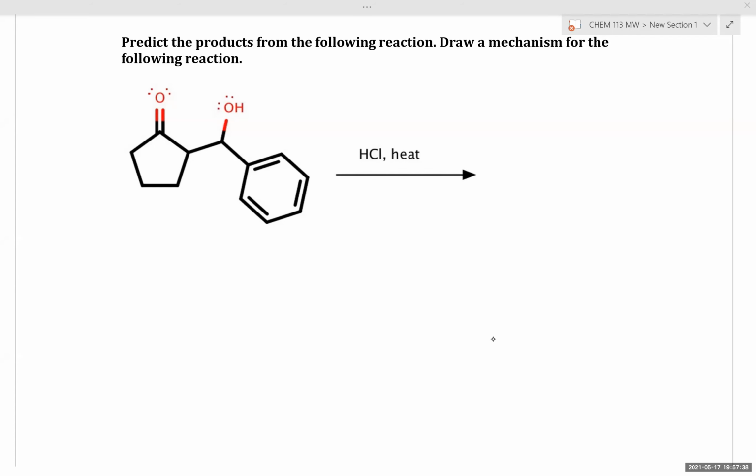So we have this beta hydroxyketone, we treat it with acid. What product are we going to see, and what's the first thing that's going to happen? What thoughts do we have so far? What do we think?